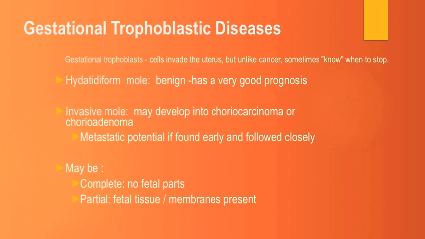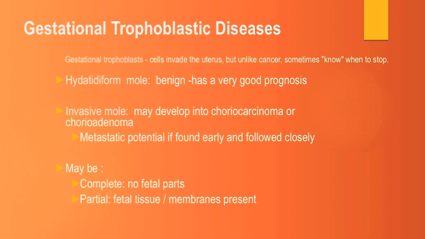The management of gestational trophoblastic disease depends on the extent of the pathology, so let's review. Gestational trophoblasts are cells that invade the uterus, but unlike most cancers, sometimes it knows when to stop. The hydatidiform mole is typically benign and has a very good prognosis. However, an invasive mole may develop into choriocarcinoma or chorioadenoma. The metastatic potential is reduced if it is found early and followed closely.